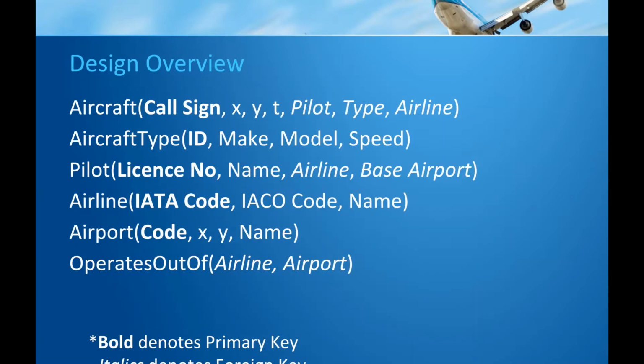Here are tables that we made from our diagram. As you can see, for the many-to-many relationship between airlines and airports, we had to use a separate table, the operates out of table. We also have the primary keys in bold, as you can see, and foreign keys in italics.